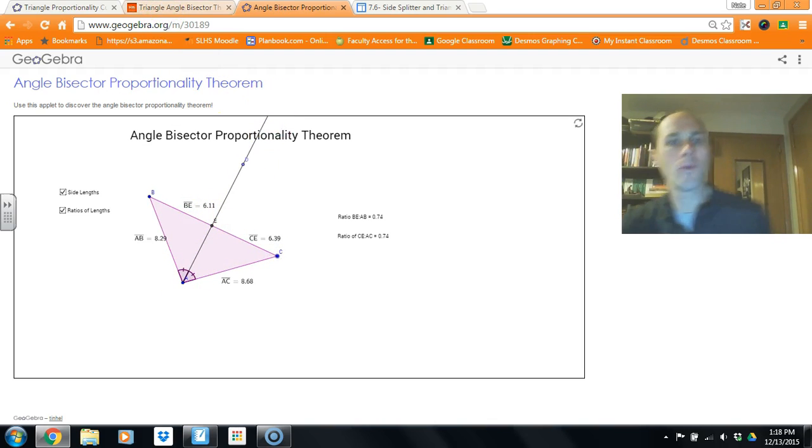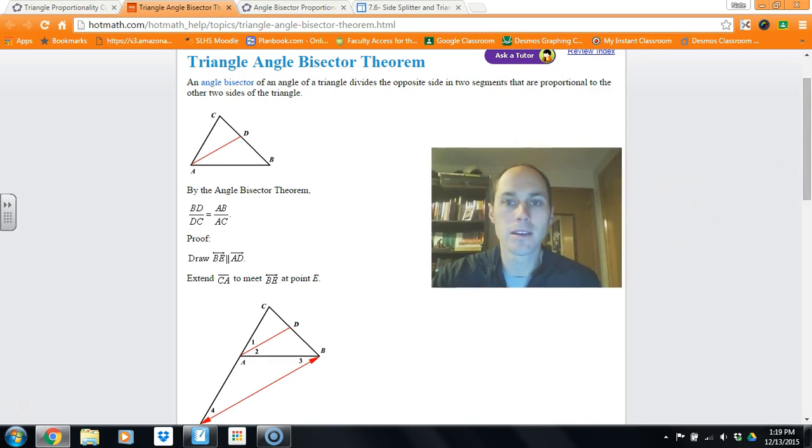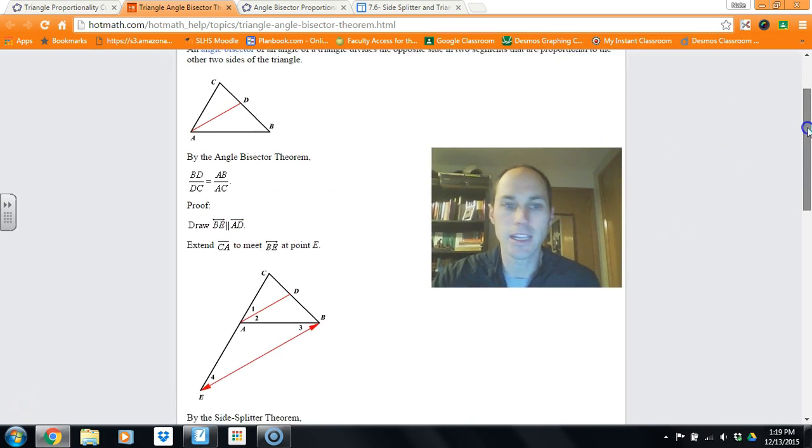And you might be wondering, well, why does it work that way? Well, here's a proof that explains that. We have this angle bisector, so we want to prove that BD to DC is the same as AB to AC. So we had the ratio a different way, but it doesn't matter. I could say BD to AB, just flip that sideways, but it's the same ratio, same proportion. So in order to do that, we draw a line BE parallel to AD.